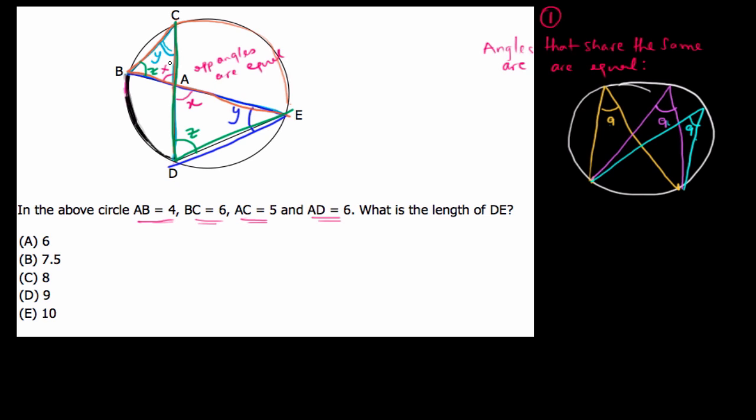So if you're going to call this angle Z, then definitely this angle here has to be Z. So now we know how this whole thing looks. Because the whole place looks a little ruffled up, I'm going to bring this triangle out.